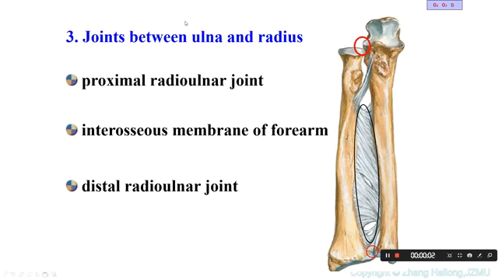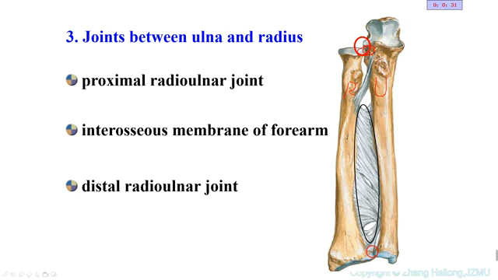Okay, now let's continue to study the joints of the ulna and radius. This one is easy. You see here is the right side. Here is the ulna. Here is the radius. And there are three joints between them. First, here is the proximal radioulnar joint.